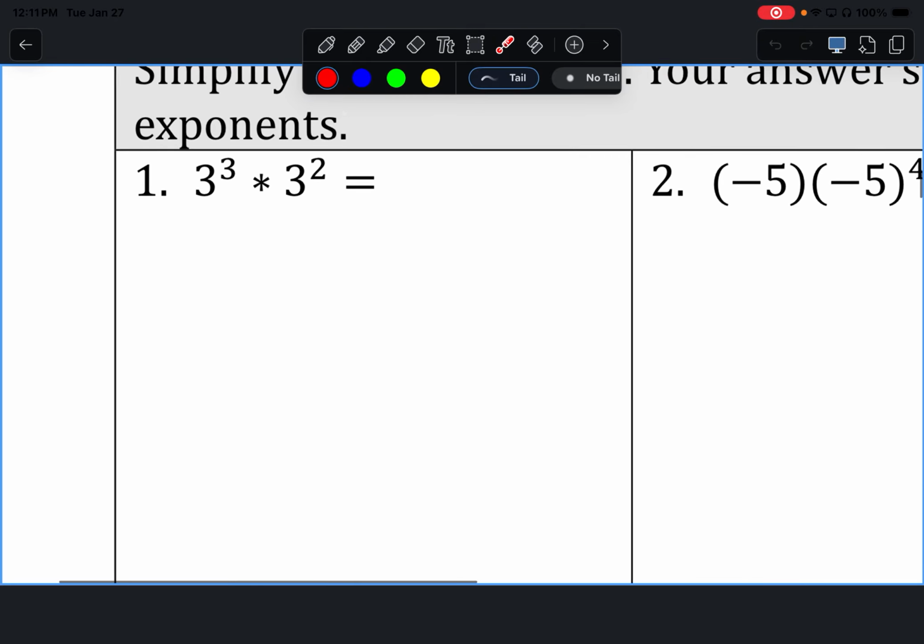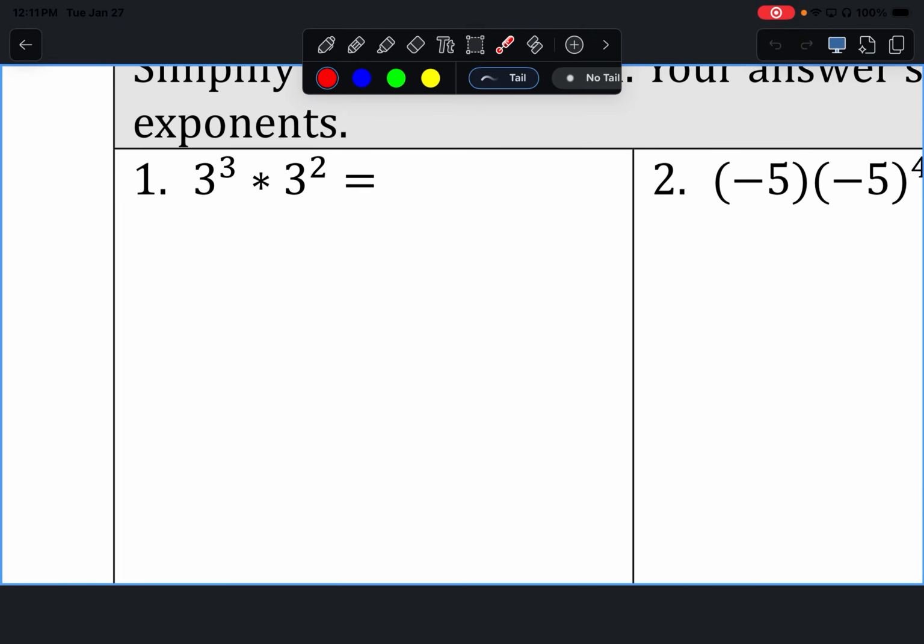Number 1, they have two things that have the same base being multiplied together. So what does that mean we need to do with their exponents? Add them. So it's actually 3 to the 5th. Now what is 3 to the 5th power? 243. All right, now we're going to look at number 2.